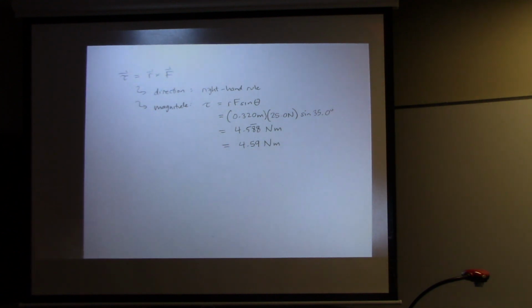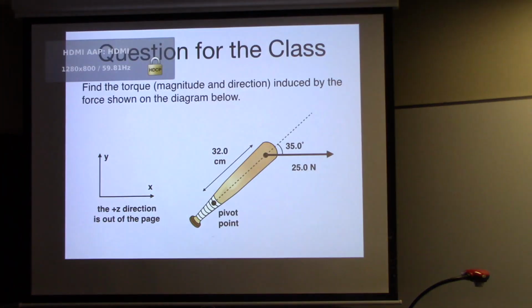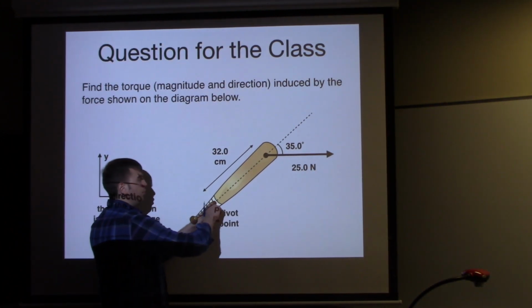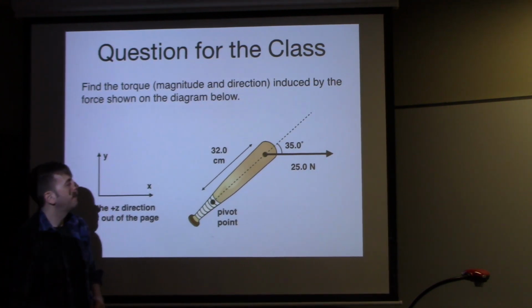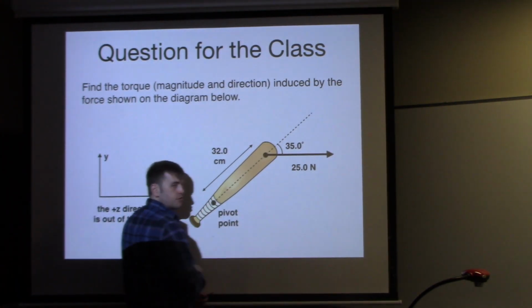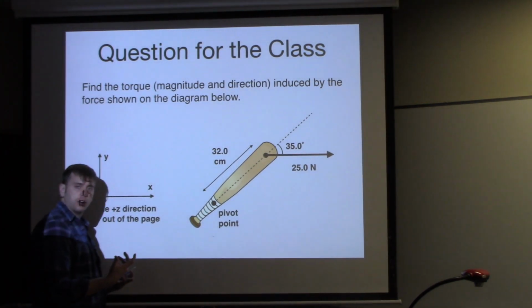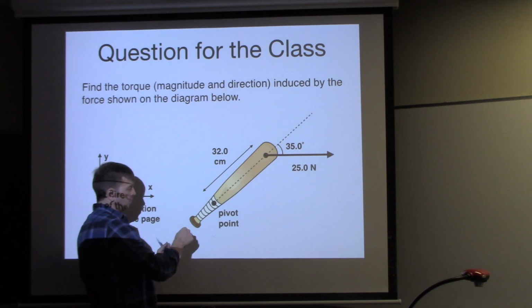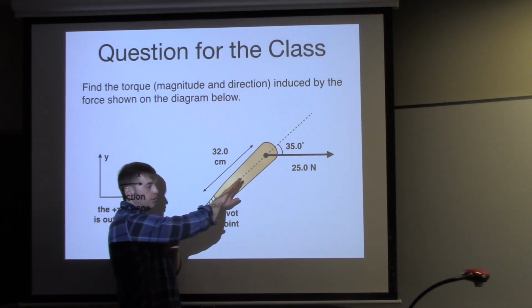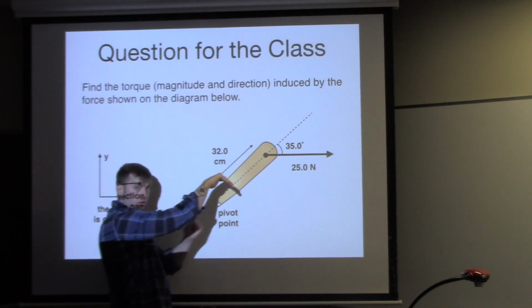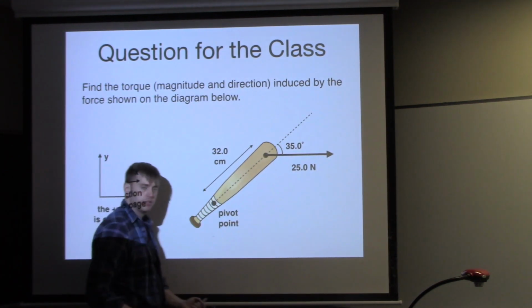I'm going to go back to the diagram to figure out what the direction of the torque is. The R vector goes from the pivot point to the point where the force is applied. The F vector is the force just going straight to the right. So again, we can do the right-hand rule. R goes this way, so point your fingers in the direction of R, curl them in the direction of the force, and then your thumb is pointing into the page.